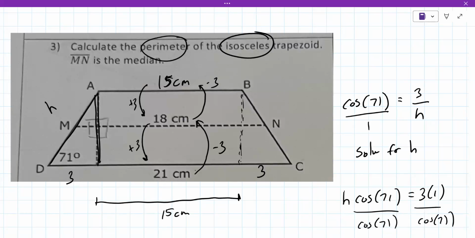I just plugged it in wrong. Okay, that is also a common thing. I've done it a lot. All right, so what do you have? 9.21. Yes, and then go ahead and find the perimeter.